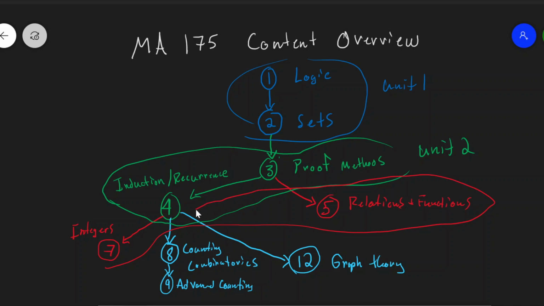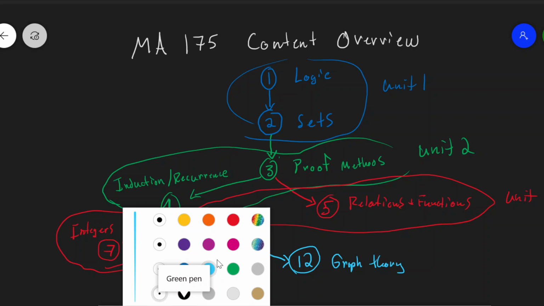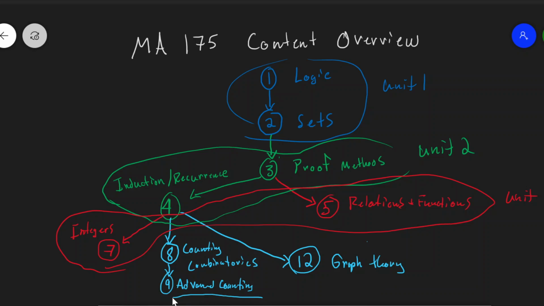So integers, relations, functions, these are all covered in Unit 3. And then lastly, we get to that cool stuff that I mentioned, which is combinatorics and graph theory. And this is Unit 4. Now, this is sort of loose. This might change a little bit. The topics that we learn might change depending on what you all are interested in. But this is how I see it shaking out.